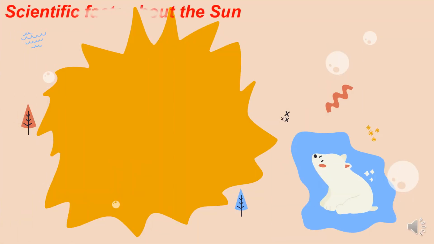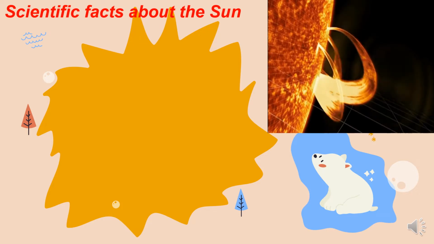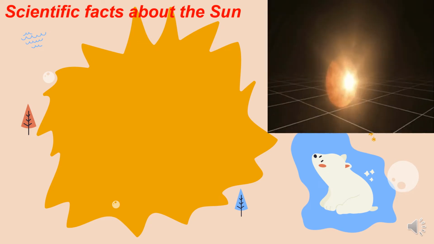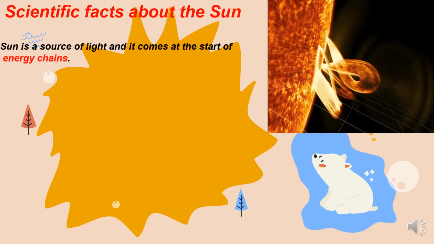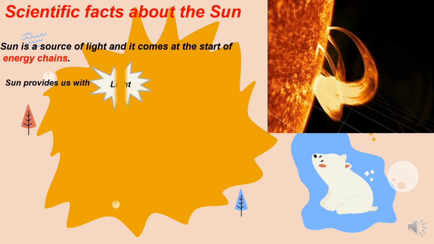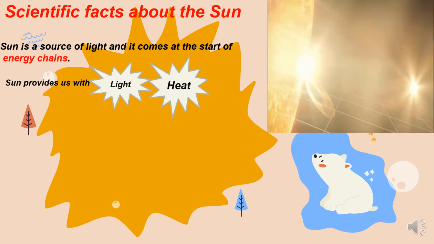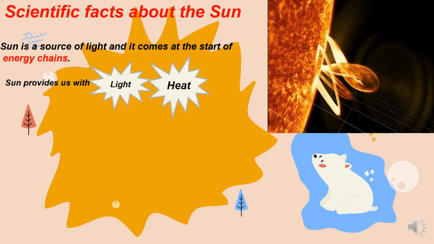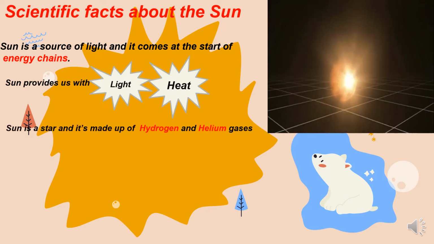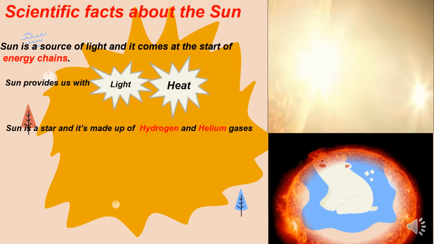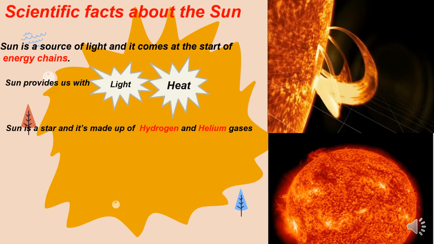Now, let's look at some scientific facts about the sun. You have already known that the sun is the main source of light on Earth, and also the main source of energy. So the sun is the starting point of any energy chain. The sun also provides us with light and heat, as it's a star. And the sun is made of two important gases, which are hydrogen and helium. These two gases are also found in the air.